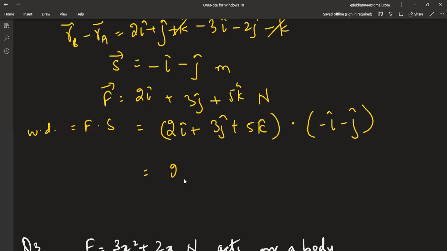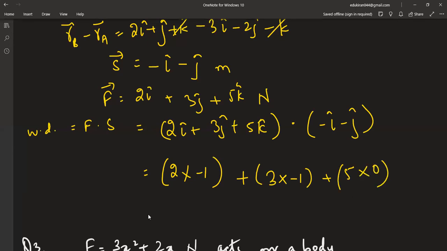So this means 2 multiplied by minus 1, because the coefficient here is 2, and the coefficient of I cap here is minus 1. Plus, the coefficient of J cap here is 3, and the coefficient of J cap here is minus 1, so 3 into minus 1. Plus, the coefficient of K cap here is 5, and the coefficient of K cap here is nothing, so 0. Finally, we have minus 2, minus 3. So work done is minus 5.